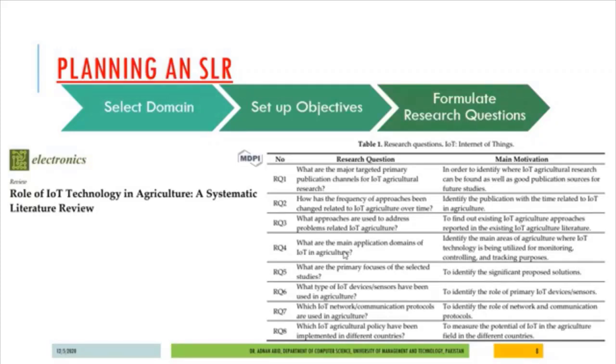The problems related to them are being solved by the researchers. And then question number 5 is the primary focus of the selected studies, the types of IoT devices and sensors which are being used in different areas. And obviously this cannot work without networks or communication.